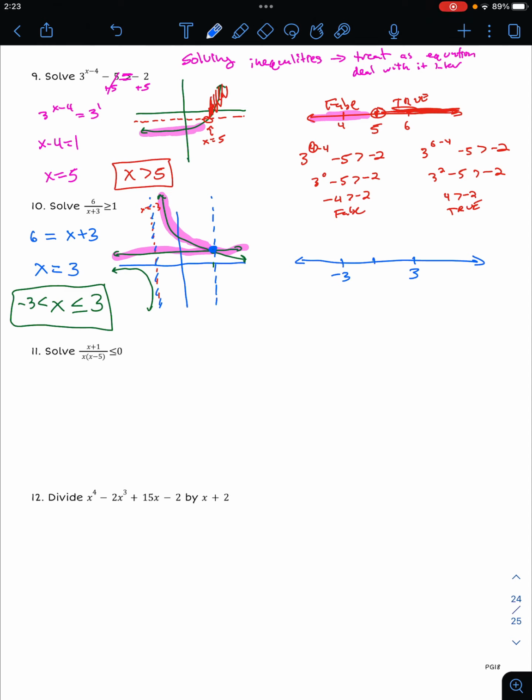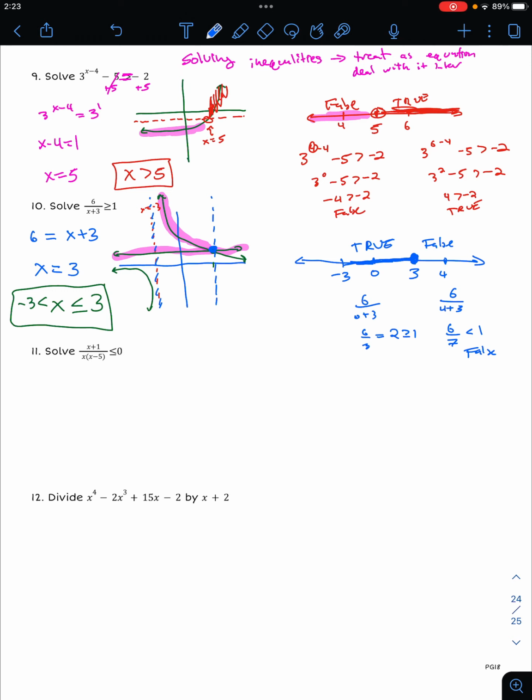So I sort of have 1, 2, 3 areas to be interested in. So let's plug in some points. Let me try 0. So if I do 6 over 0 plus 3, that's 6 over 3, aka 2, which is greater than or equal to 1. So that's true, meaning this region works. Test a point in here, so maybe 4. So 6 over 4 plus 3. That would be 6 over 7, and that's a fraction that's less than 1, right? Less than 1. So that would be false. So this region is false.